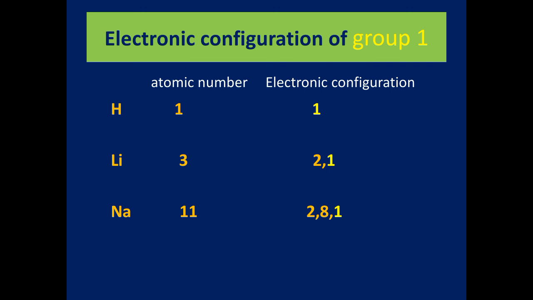Like that, when we move to the second group also, we can see the second group elements will also show the same number of valence electrons.